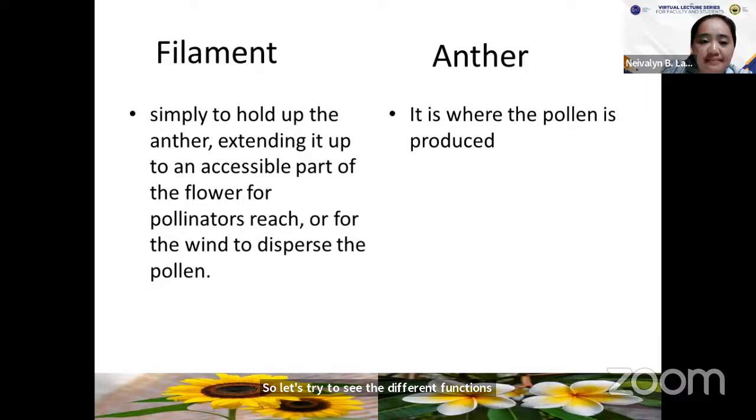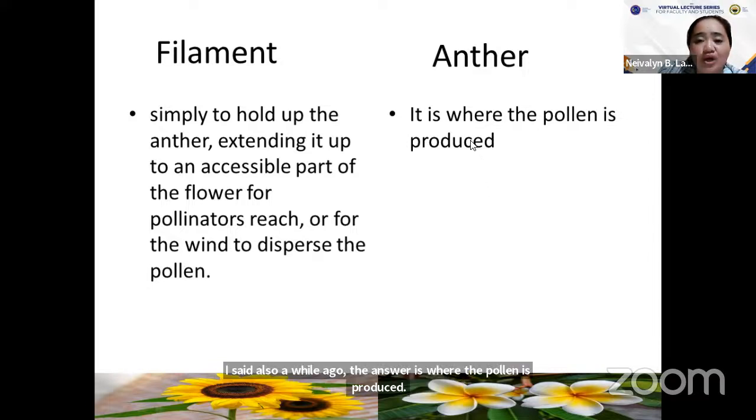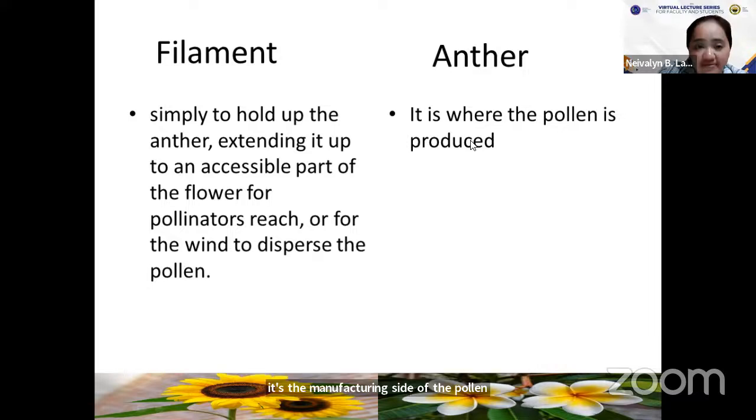Let's see the different functions. First, the filament, like I said, functions to hold up the anther and make it accessible for pollinators, and also for wind dispersal of the pollen. And like I said a while ago, the anther is where the pollen is produced. It's the manufacturing site of the pollen.